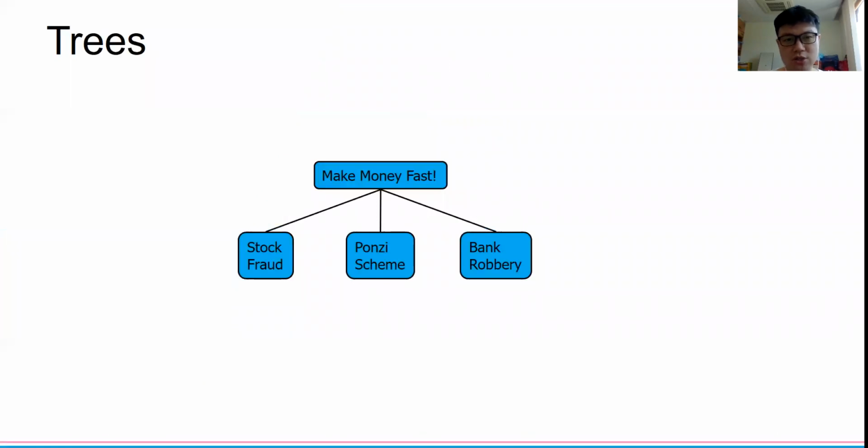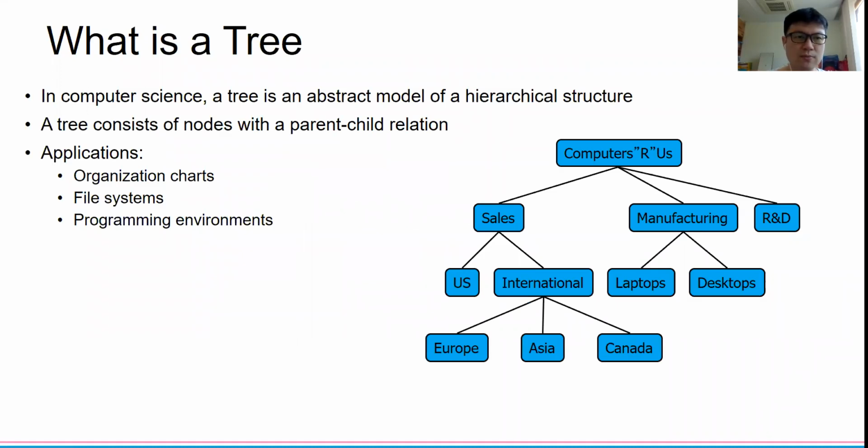What is tree actually? So yeah, we call this a kind of tree. When you have one node, and then you have another node in the below part, and then you have another node in the below part, we call it a tree. Okay. So tree in computer science is an abstract model of hierarchical structure. So there is a hierarchy.